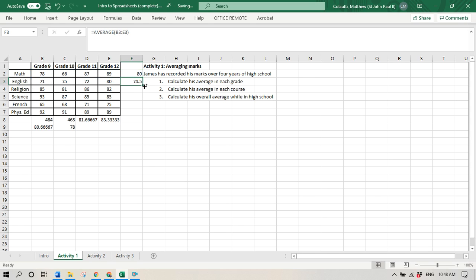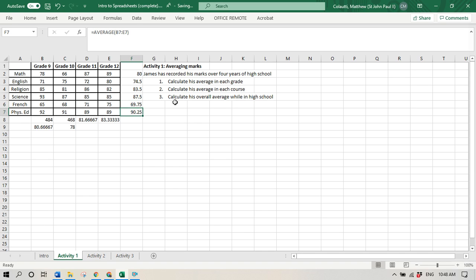Similarly, if I were to copy this and paste it down into all of these rows, it's going to calculate the average for each of these rows. You can double check, right? Let's try this one. See how it knew to average those numbers. You see he did very well in phys ed over the years.